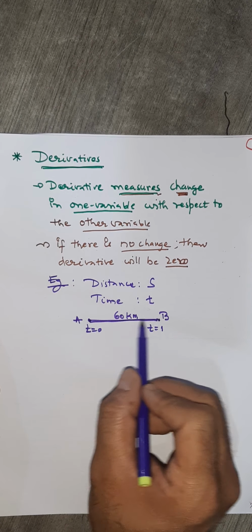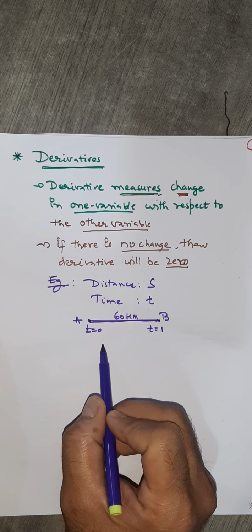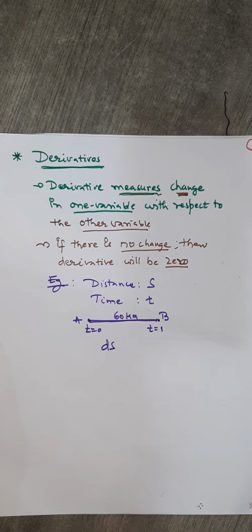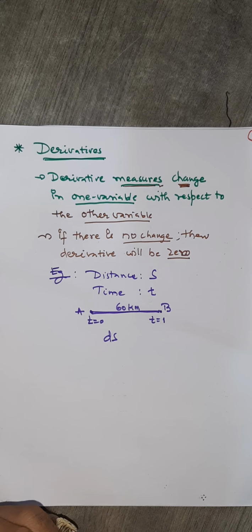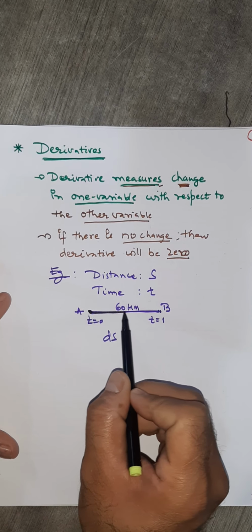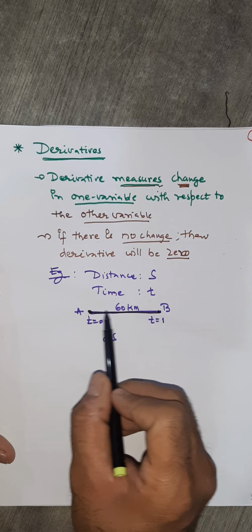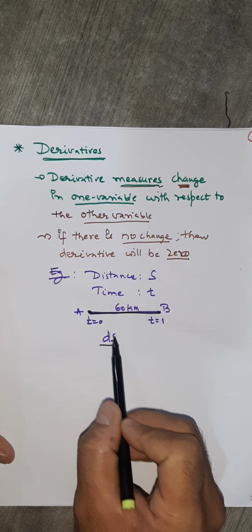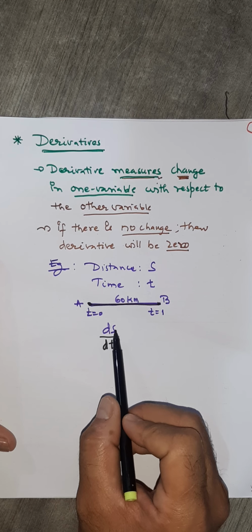So how much change takes place? 60 kilometers. In how much time? In 1 hour. So here we can say that change in the distance, we write ds. Initially the distance was 0 kilometers because this was the initial position. After 1 hour, the vehicle covered the distance of 60 kilometers. So change in the distance, variable s, with respect to time, we write upon dt. So this is read as ds by dt.